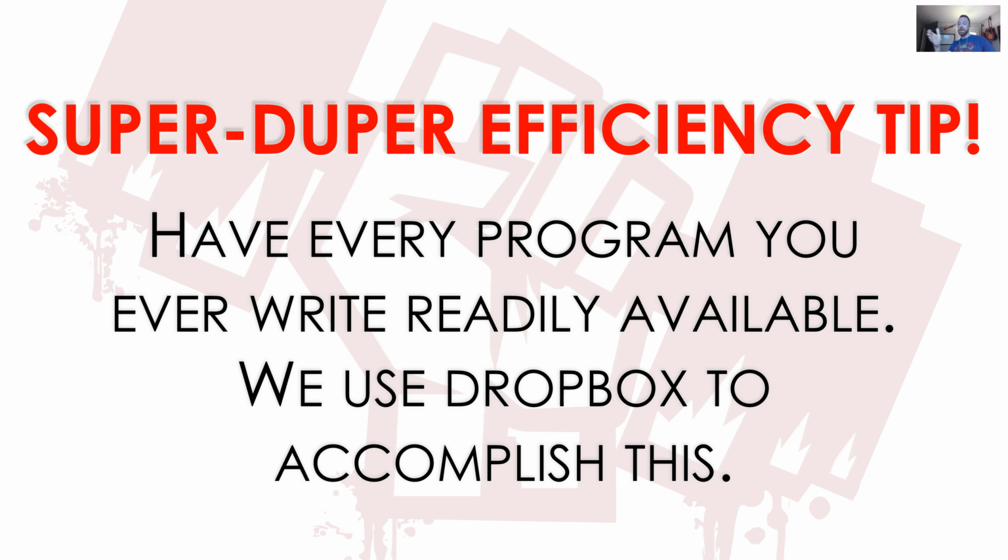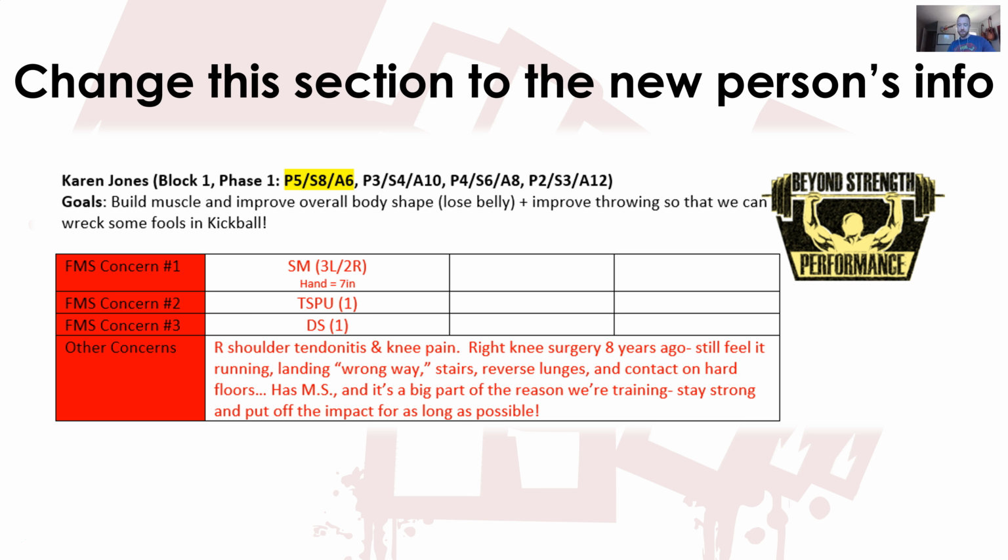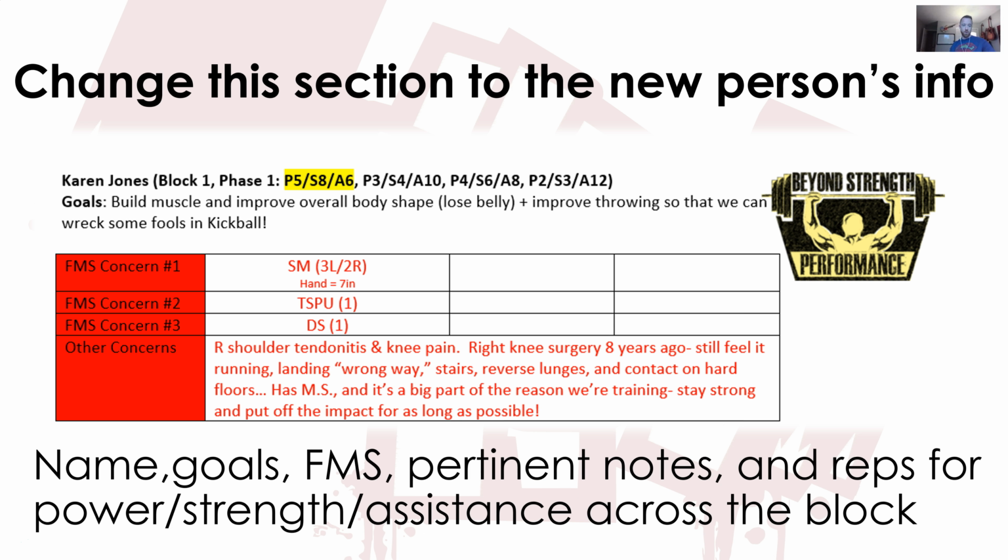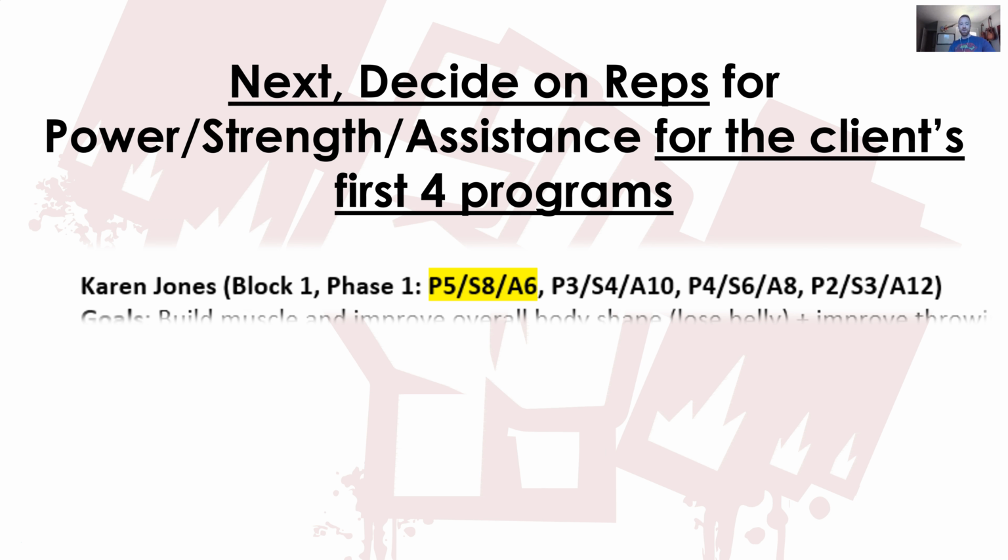So when we get a new client, we're just going to change this top section to the new person's information. We're going to open someone else's program, whoever they remind us of. We're going to change the name. We're going to change their goals. We're going to input their FMS information, update any pertinent notes, and double check if we're happy with the reps for power, strength, and assistance across the block. Okay, then we're going to work our way down. But today, we're really going to dig into deciding on the reps for power, strength, and assistance for the client's first four programs. That's a block, okay? And that's what we have highlighted here at the top.